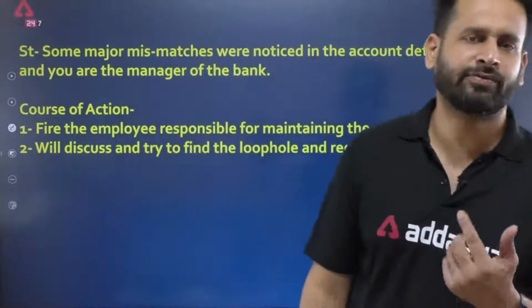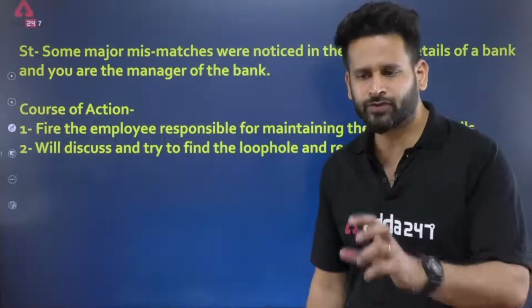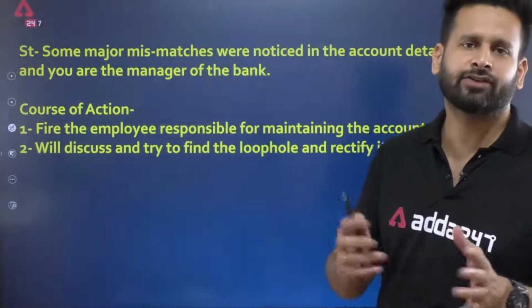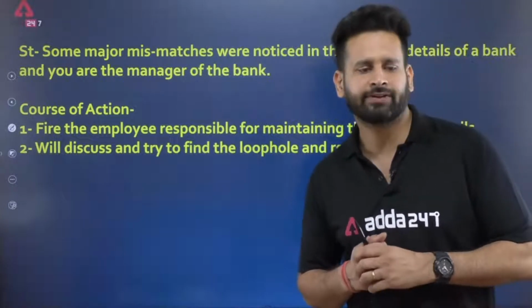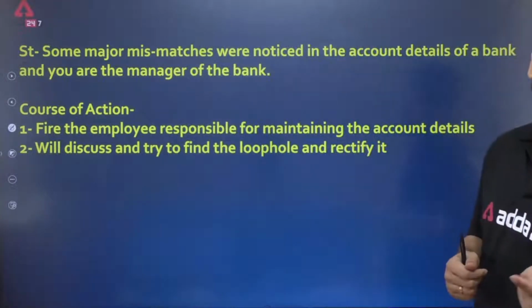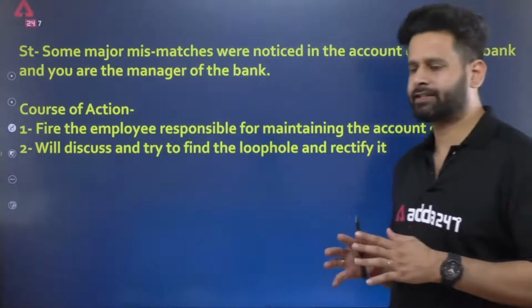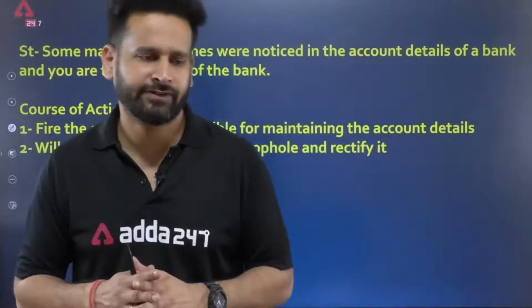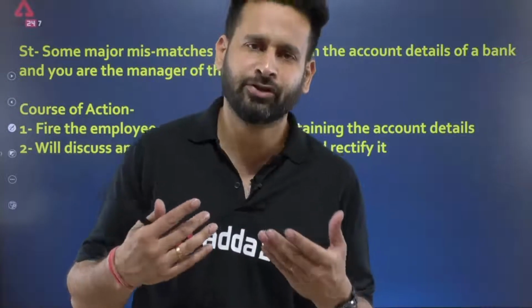First one is that you will fire the employees who were responsible for taking care of the accounts. Or the second one will be, you will discuss and try to find the loophole and rectify it. So you are the manager, you have to make a decision. What decision will you make? What will be your course of action?